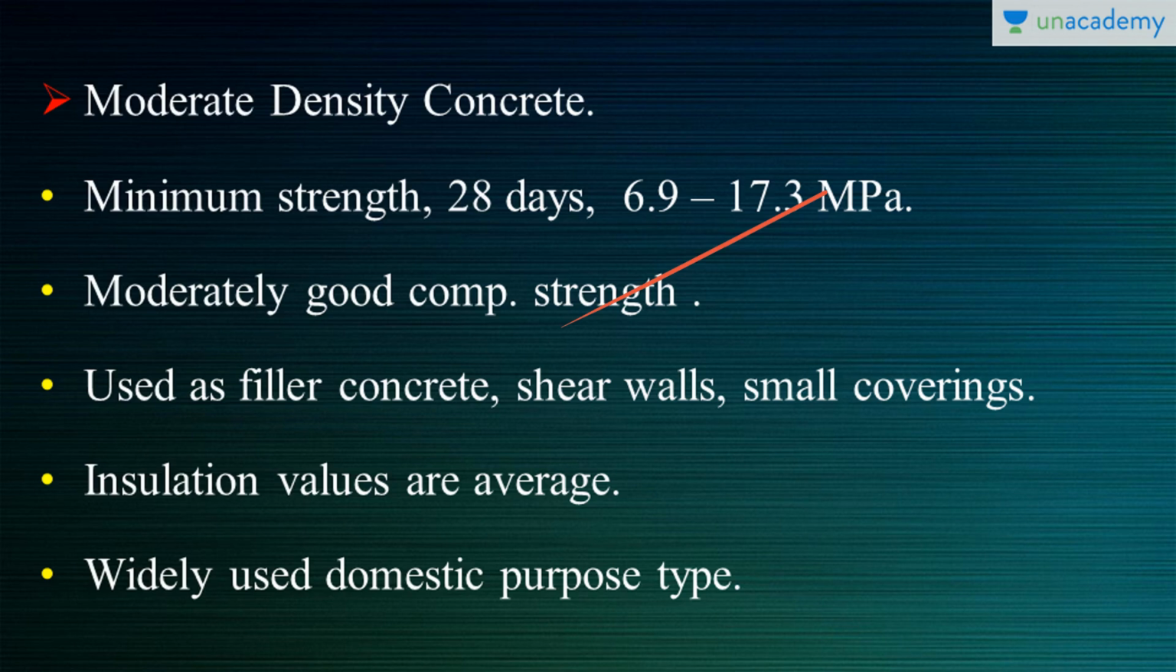These are used as filler concrete. This can be used in the shear walls. This can be used for the small coverings. The insulation value of this concrete is average. As I said before, this is widely used for domestic purposes because it has an average value for insulation as well as an average value for strength. So it's a kind of rounded concrete, it can cover almost all the places, but at an average value. So that's it.